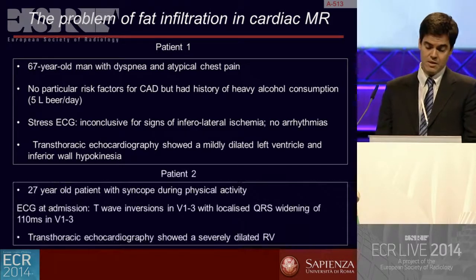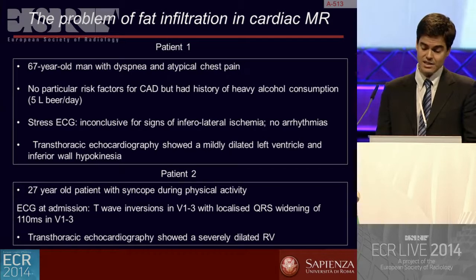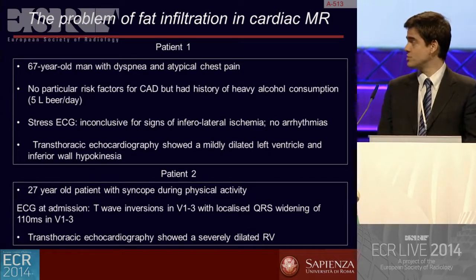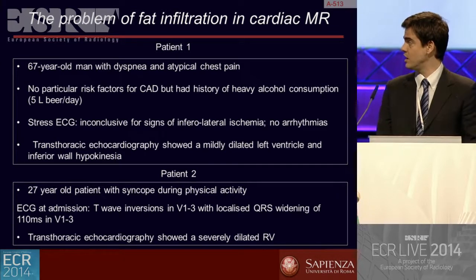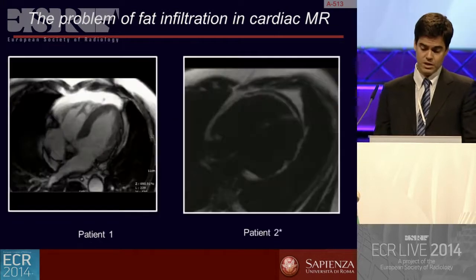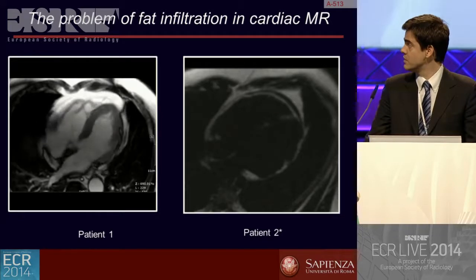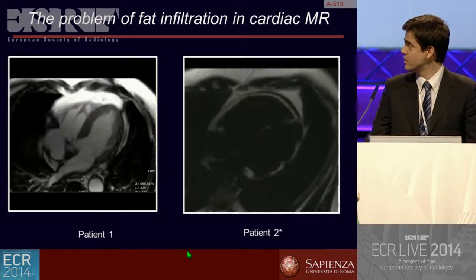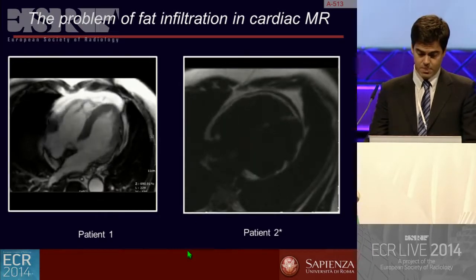Patient number 2 is a different story: a 27-year-old patient with syncope during physical activity. He had T-wave inversion, so severe arrhythmias, in the anterior and inferior leads. And at transthoracic echo, a severely dilated right ventricle was depicted. So number 1 is a steady state precession. Number 2 is a double Dixon fat suppressed technique.